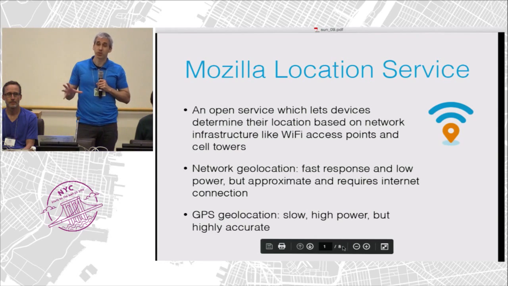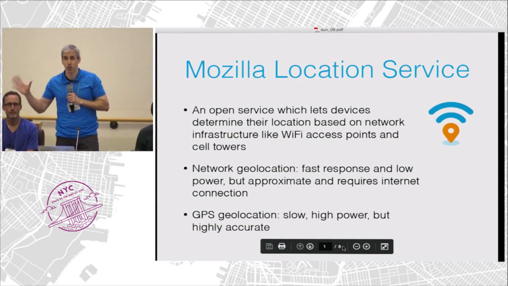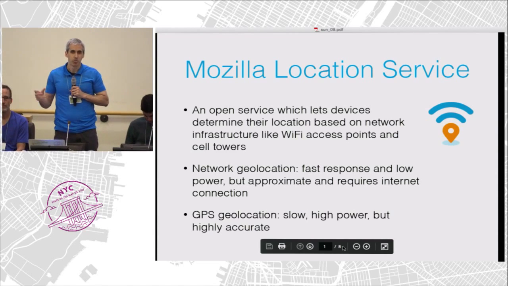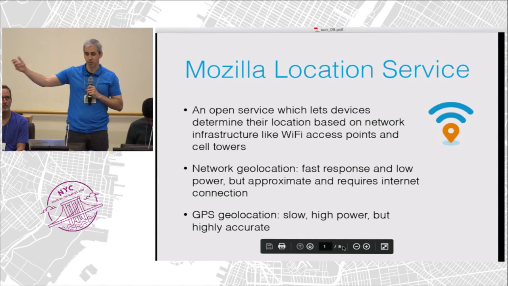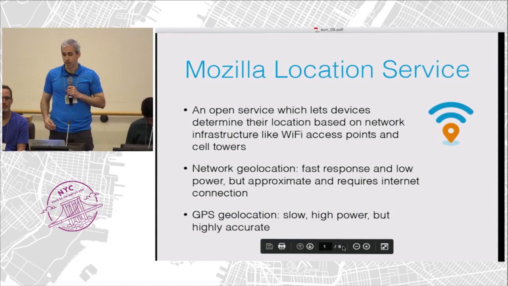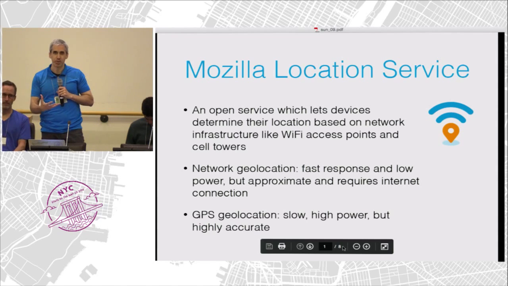A network location service is where a device scans the Wi-Fi and cell networks around itself, bundles those up, sends them to a web service, and the web service sends back a location. It's like a thumbprint that somebody's been there before and they saw these radio signals around them.